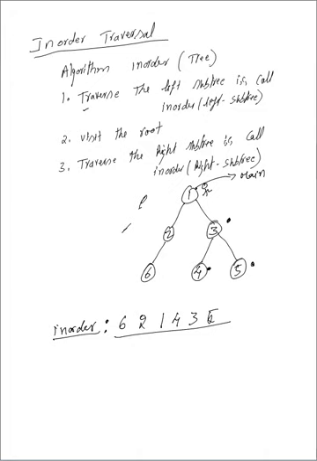Sir, after 1, we have gone from 1 to 3. No, in the beginning 1 to 2, after completing all the left side, we will come back to 1, visit 1, and then we will come to the right child.